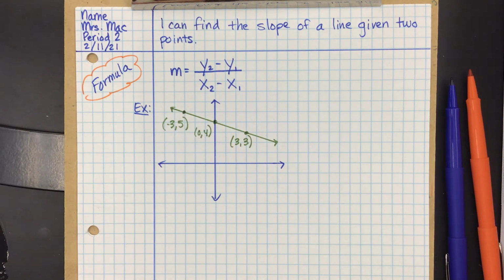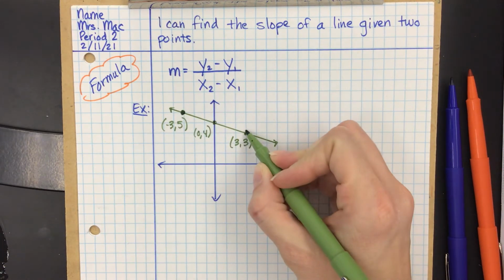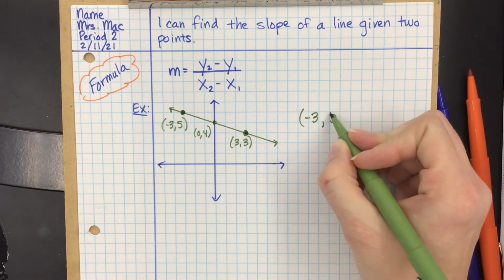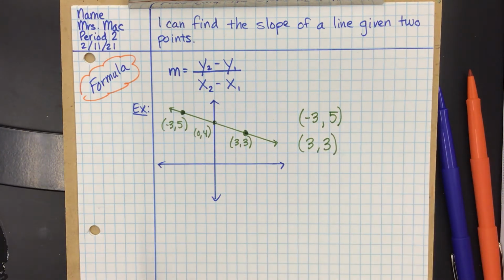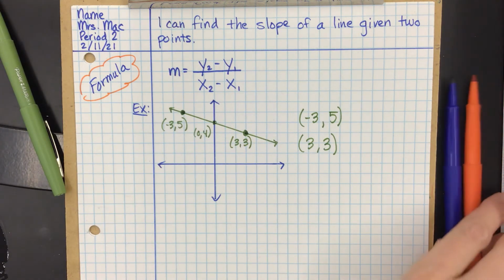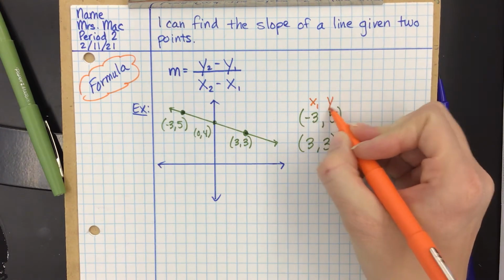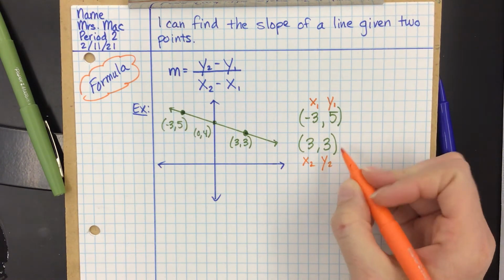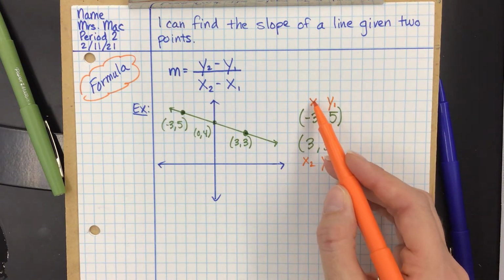So the first thing you want to do is pick any 2 points from your graph. I'm going to go ahead and choose this one and this one. So my points are -3, 5 and 3, 3. Now we need to decide which one's going to be our x1, y1, which one's going to be our x2, y2. So I'm going to go ahead and pick this one right here to be my x1. This one will be my y1. And then the second point will be my x2, y2. So all these numbers mean is it's just saying, okay, this is going to be my first point, my x for my first point and my y for my first point.